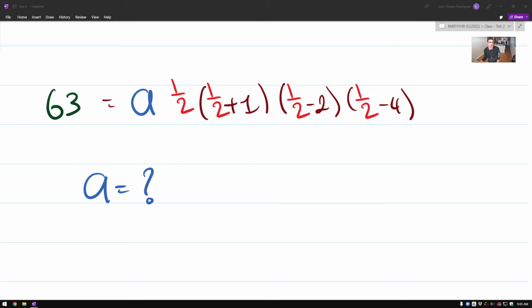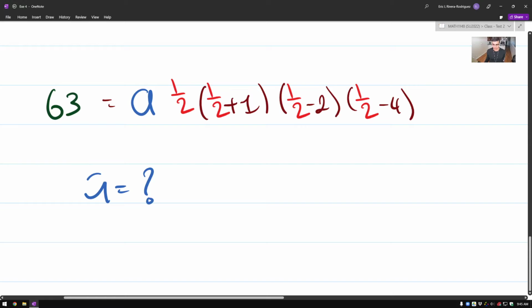Okay, so I'm seeing 16, 16, 12, 16, 16. Okay. So 16 is the right answer. Let's see how we solve this.